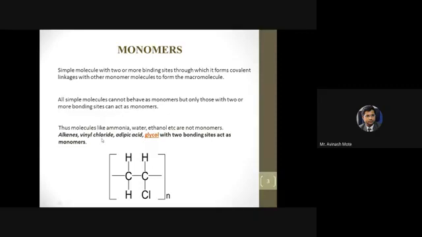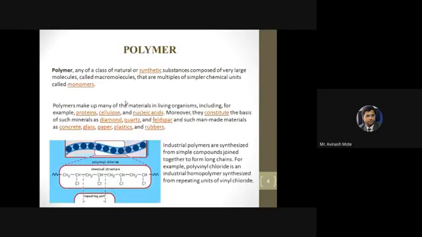So there will be existence of monomer when there are two or more binding sites. These are some of the examples: alkenes, vinyl chloride, from which polyvinyl chloride is prepared, adipic acid, glycol. These sites act as binding sites, on the right side and left side. Keep it in mind, a monomer is a single simple molecule with two or more binding sites, so that a polymer can be formed.